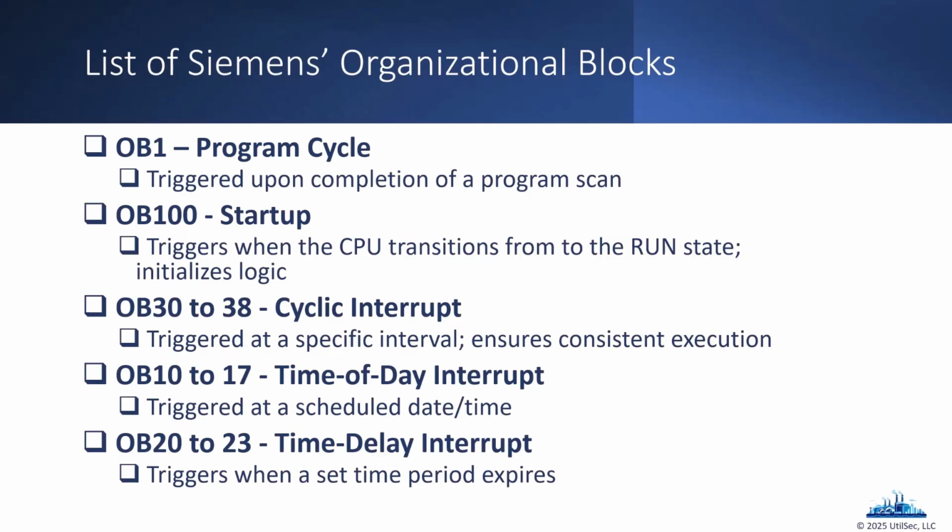And so here are some of those organizational blocks you can see. OB1, OB100, right? Program cycle, triggered upon completion of a program scan. Again, at the very end, when we've gone through the entire PLC scan cycle.